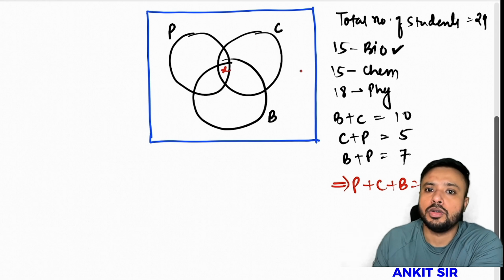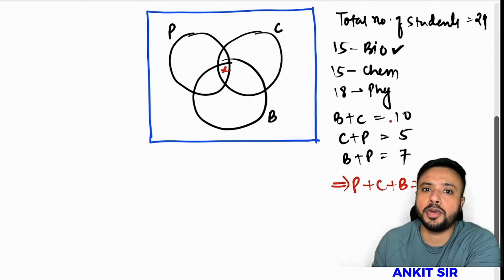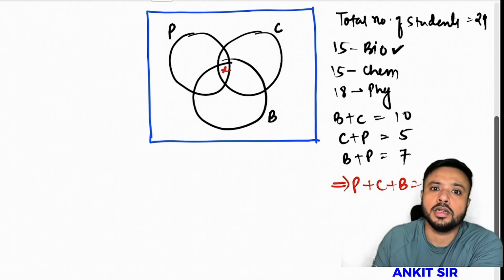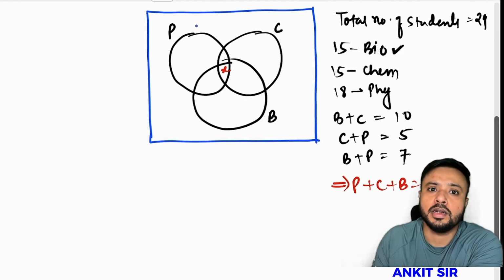So now you need to clearly understand here that bio plus chemistry in total is 10. So here I will write 10 minus x, and chemistry plus physics is 5. So chemistry plus physics I'm going to write as 5 minus x over here. And physics plus bio is 7. So I'm going to write 7 minus x over here.